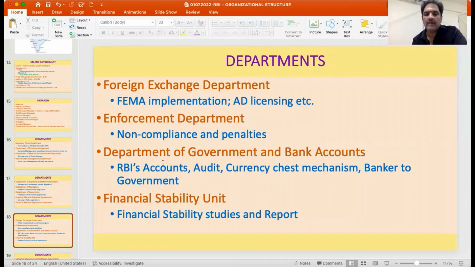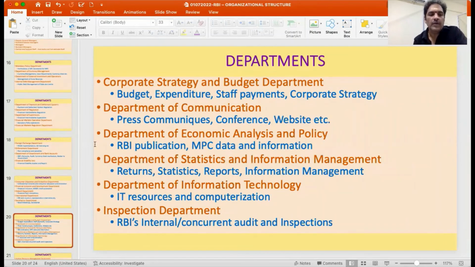Then management of RBI's accounts, audit, operating the currency chest mechanism, and performing the role of banker to governments, state government as well as central government, is handled by a department called the Department of Government and Bank Accounts. Then conducting financial studies and coming out with the periodic Financial Stability Report is a very important function performed by a specialized department called the Financial Stability Unit.